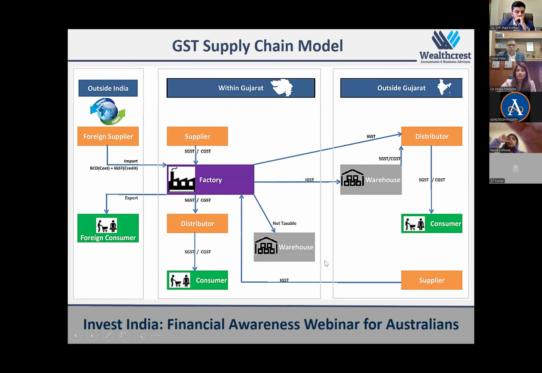Why invest in India? You must be thinking about what the benefits are. The first benefit is cost effectiveness, whether we are talking about manufacturing or trading. Cost effectiveness is there, and then there are government PLI schemes, like government PLI schemes for API manufacturing.